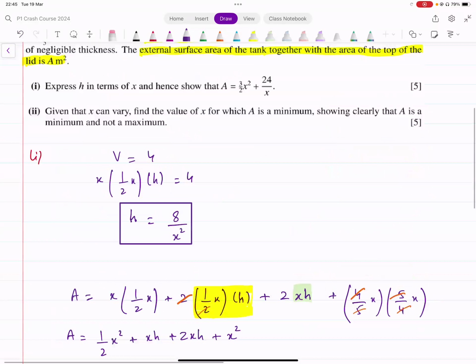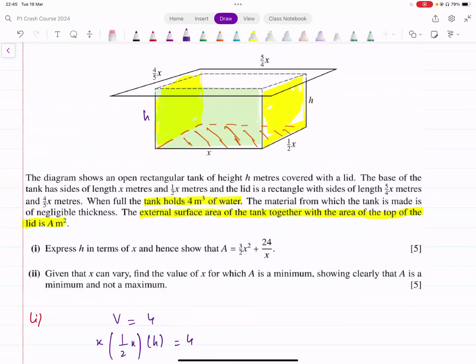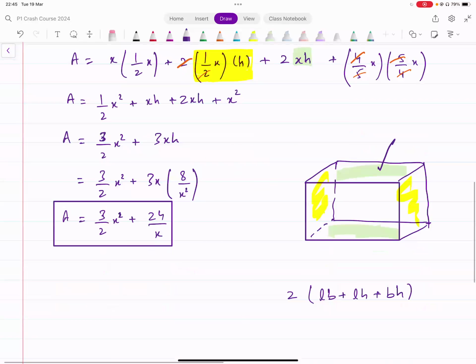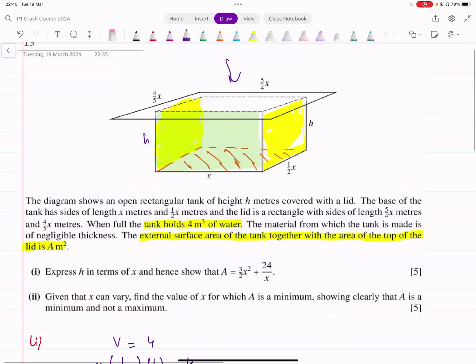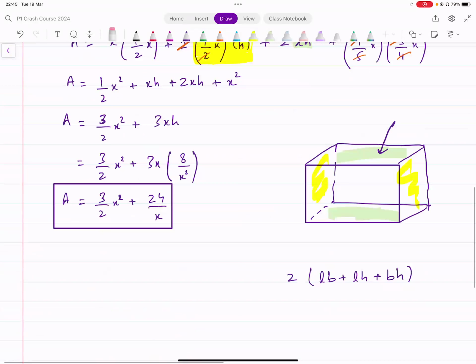But the problem here is the top, there's no top surface, right? There's no top surface, there's no top face of the container that we have here. And instead of that, we have another lid. So it's not going to be the same as this.